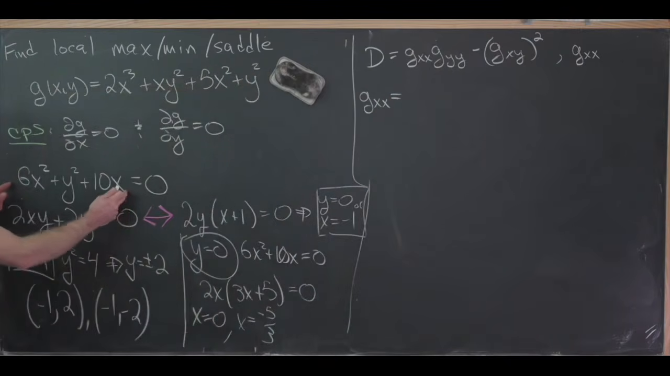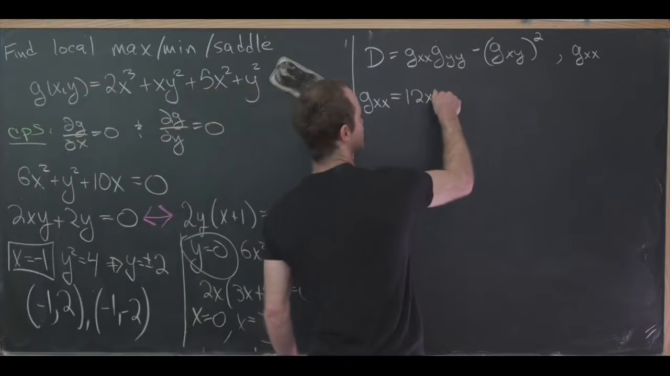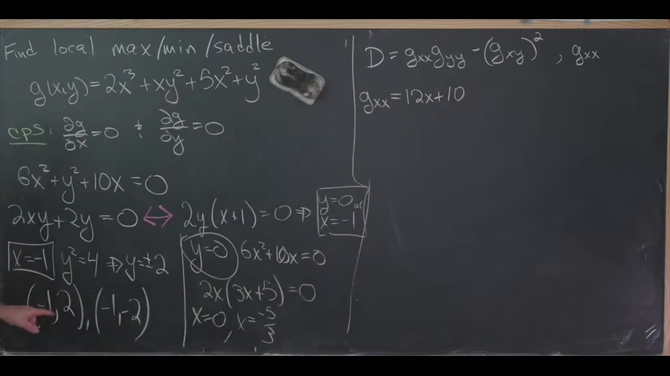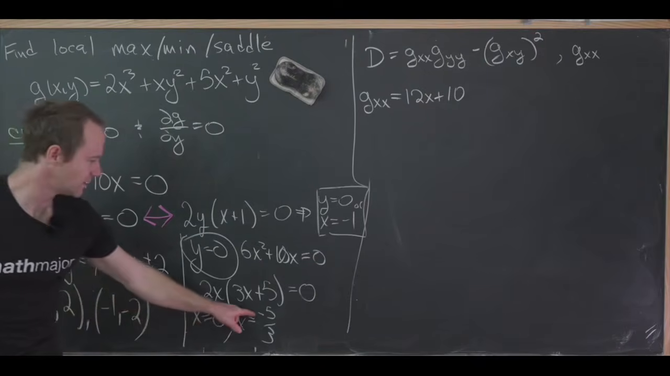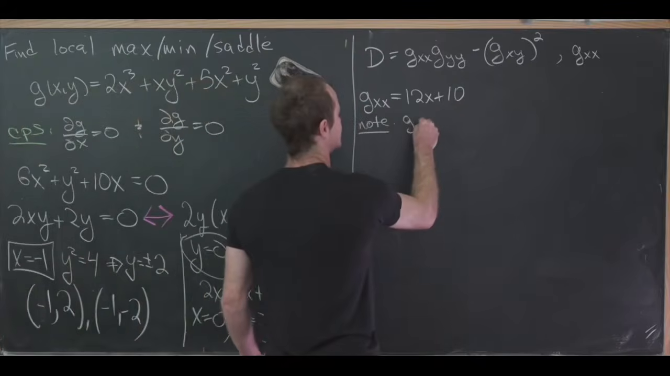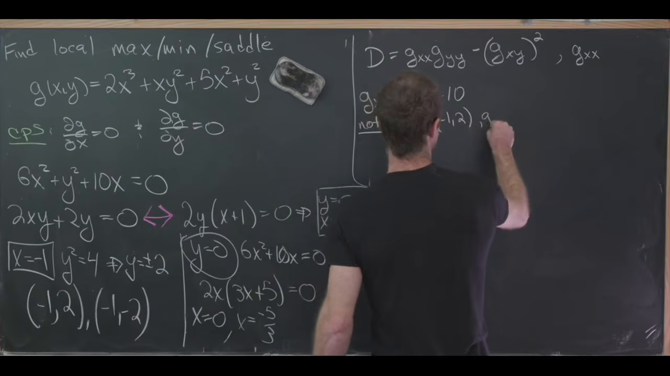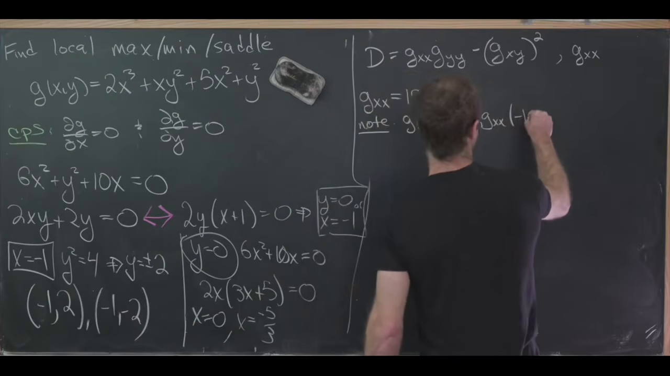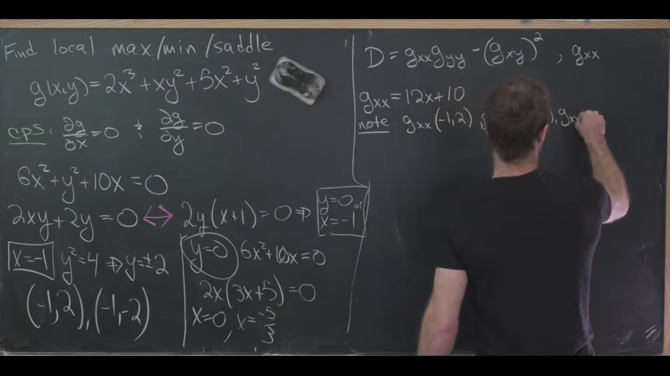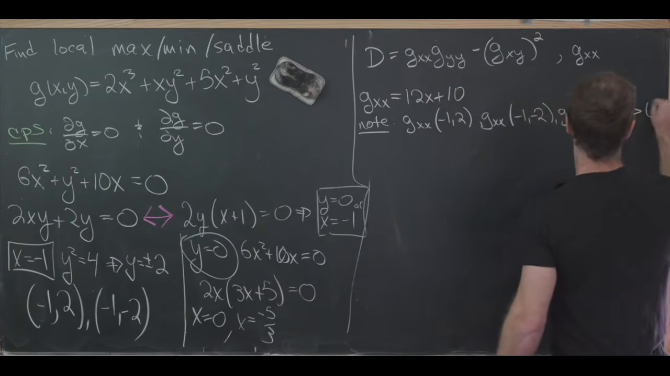Well, this was gx, right? So taking the derivative of this with respect to x will give us 12x plus 10. So we have 12x plus 10. And then notice at all of our critical points, except for this one, the second partial is positive. So note gxx at -1, 2, gxx at -1, -2, gxx at 0, 0, those are all positive.